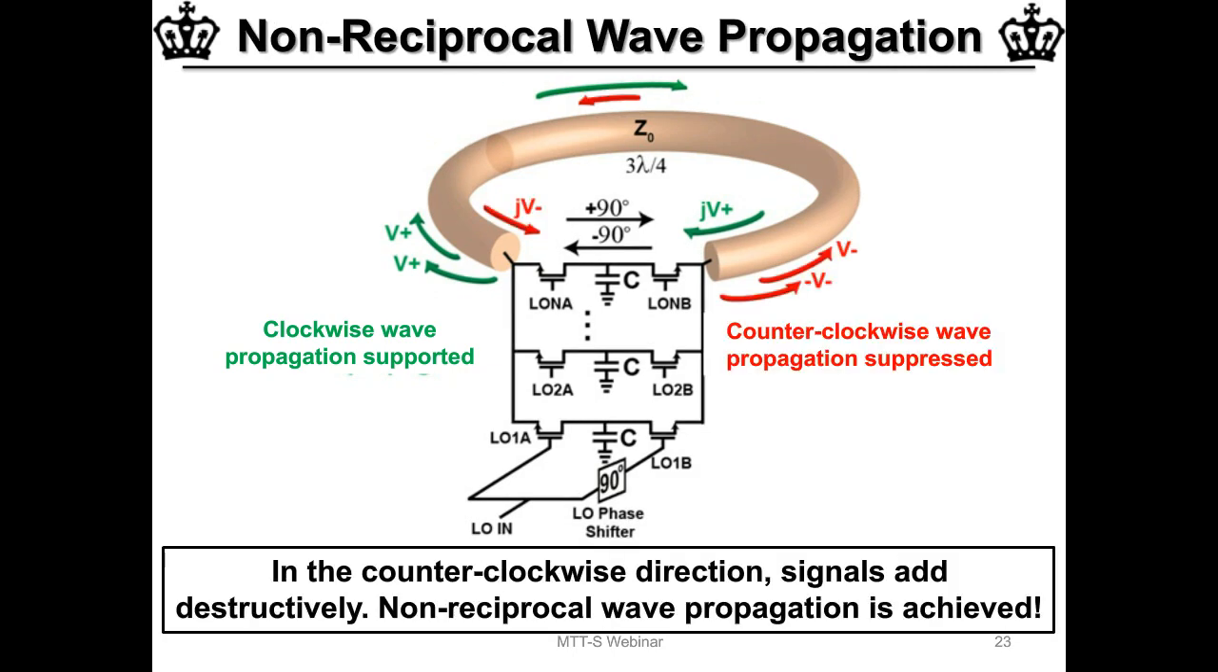But if we look in the reverse direction, the signal would pick up minus 270 degrees from the line, but plus 90 degrees from the gyrator, and so that's 180 degrees. And so when it ends up back where it started, it's actually 180 degrees out of phase from where it started, meaning counterclockwise wave propagation would be suppressed. And so essentially we've now created a ring where signals can only propagate in one sense, meaning we have realized a circulator.